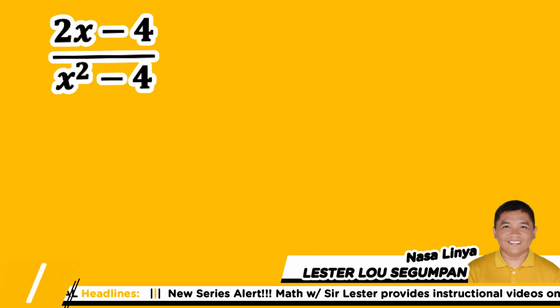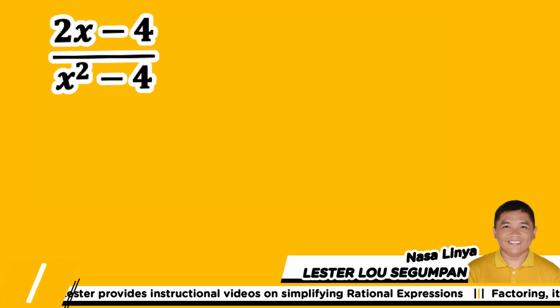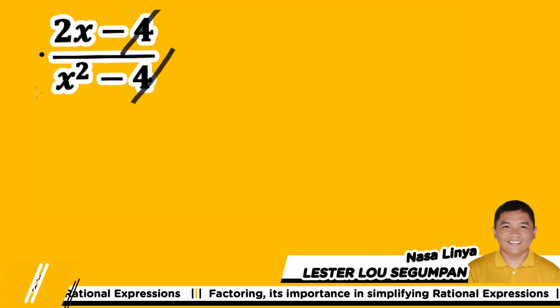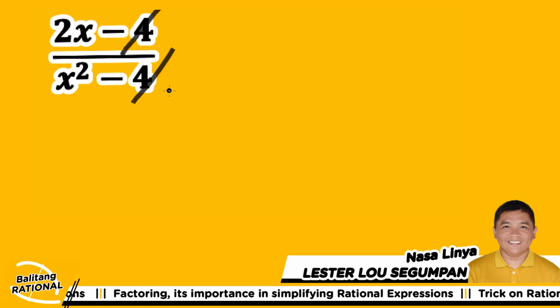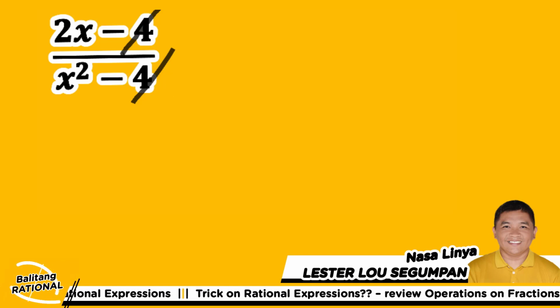We have here a rational expression in the form 2x minus 4 all over x squared minus 4, and our goal is to simplify this. By the way, we cannot say that we could cancel this and use the law of exponents for the first term, because both terms of our rational expression found in the denominator and numerator are binomial expressions. We can only use the cancellation law if our terms are monomial expressions. So we will not use the cancellation law yet.